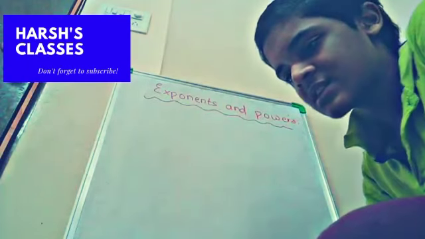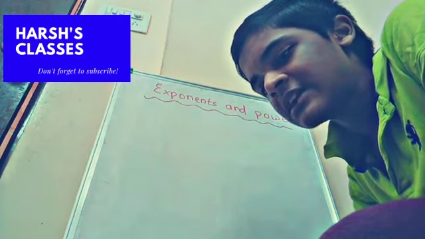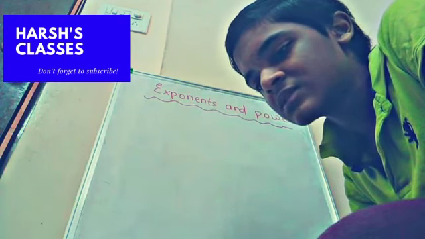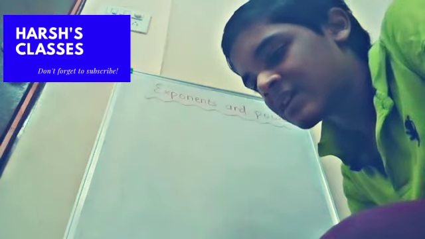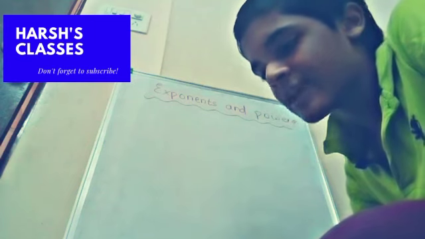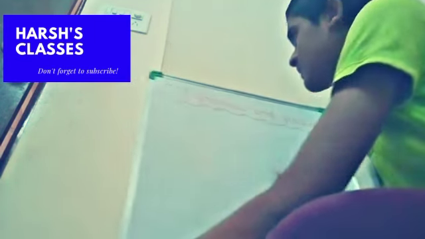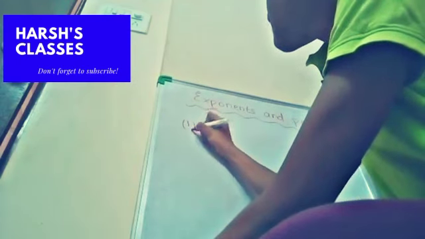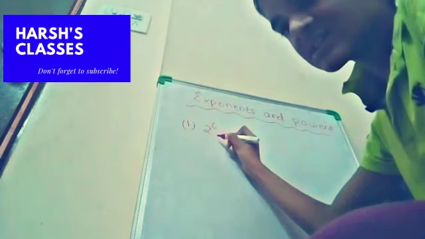So in exercise 13.1, in the first bit he is asking: find the value of, first one is 2 to the power 6, second one is 9 to the power 3, third one is 11 to the power 2, and fourth one is 5 to the power 4. So let's try to solve the first one. It is 2 to the power 6.